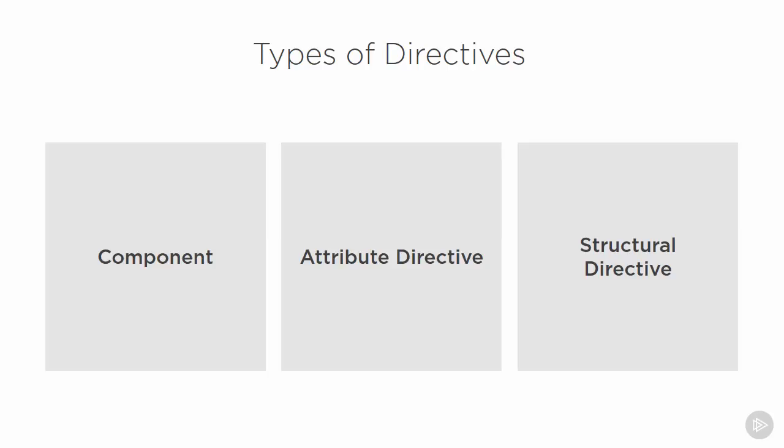Next up, we're going to talk just a little bit about directives. As you're most likely aware, there are three types of directives: components, attribute directives, and structural directives. If you're not aware of components being directives, well, they are. They're just directives with a template, which is kind of cool if you think about it.